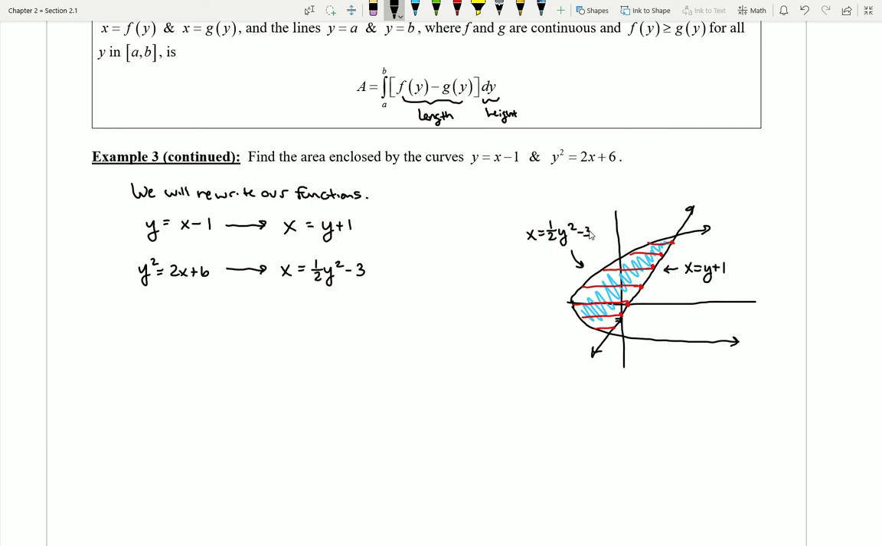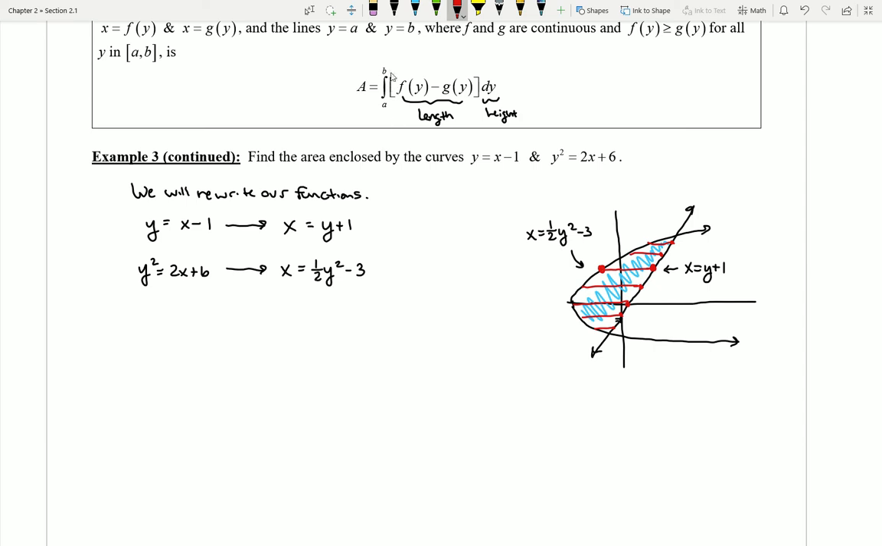Now, it's pretty easy to see that to get the length, I would need to take my y plus 1 and subtract from it my 1/2 y squared minus 3. That is, for any y value that I'm sitting at, I just grab the x coordinate on the right, calculated by this formula, and subtract the x coordinate on the left, calculated by this formula. I also have dy, which is pretty easy.